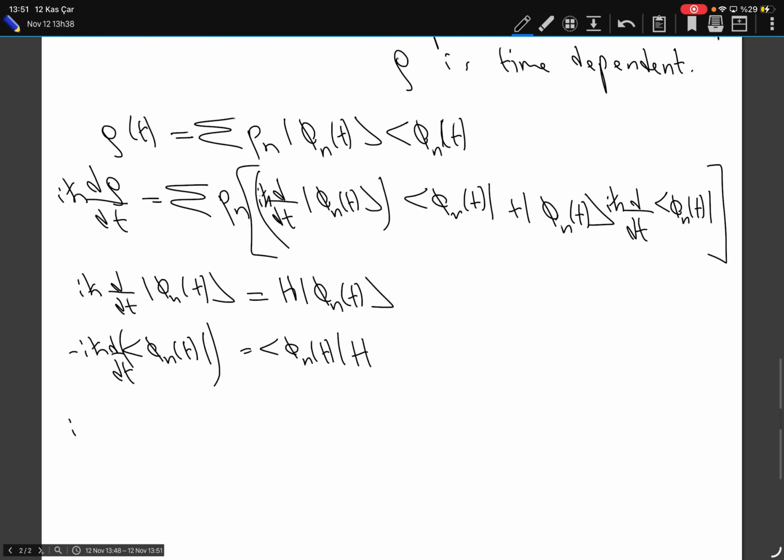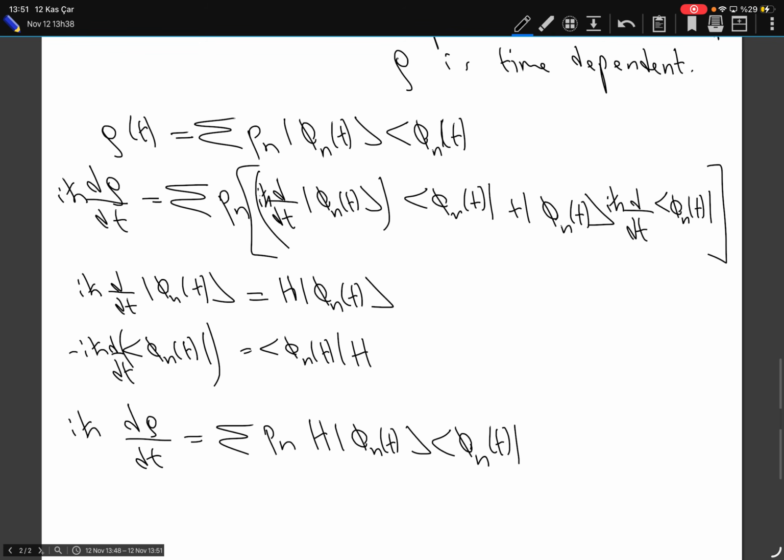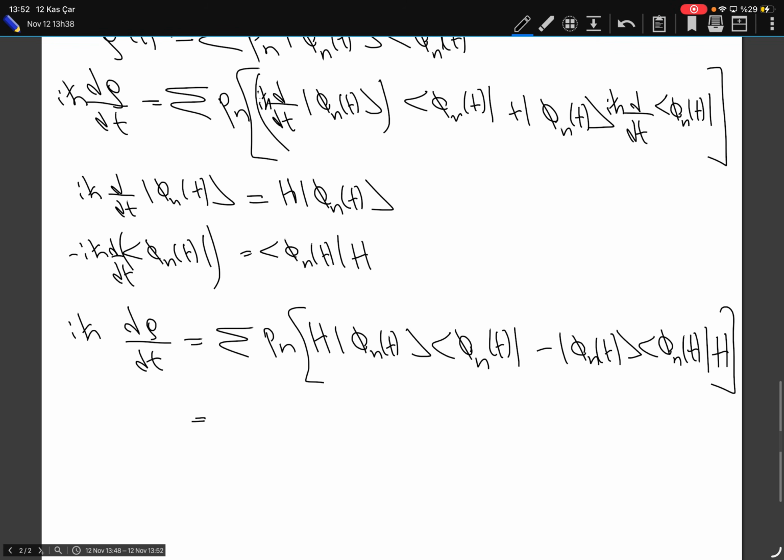If I use it in the above equation, what I would get, the time derivative of the density matrix itself, is P_n H |phi_n(t)><phi_n(t)| minus |phi_n(t)><phi_n(t)| times H from the right. But this is just H rho minus rho H, or the commutator of H with rho.